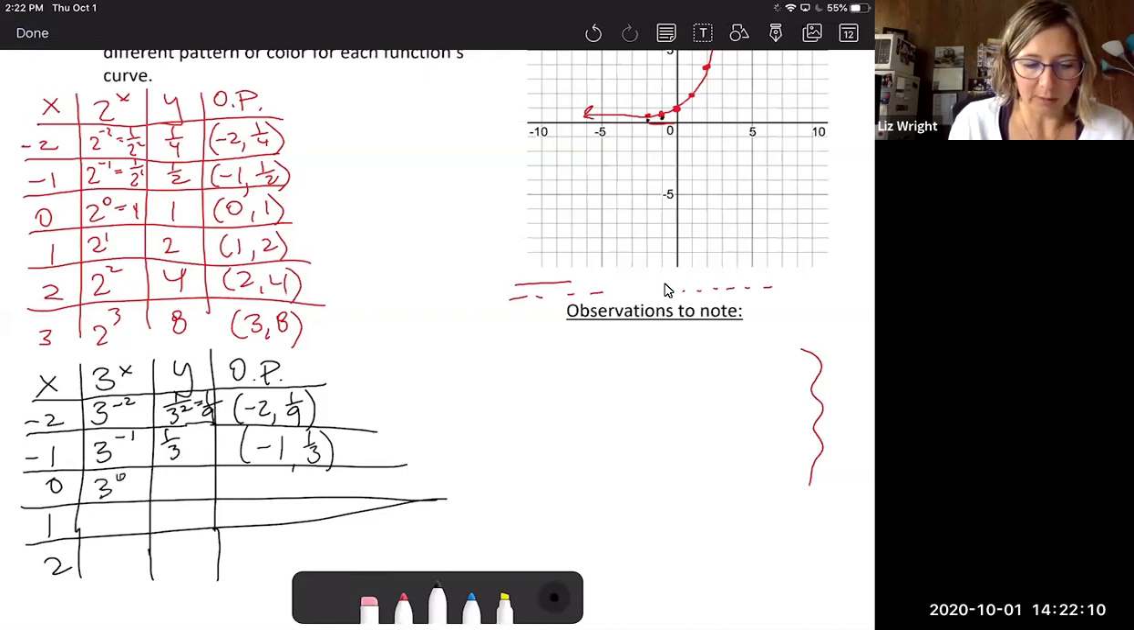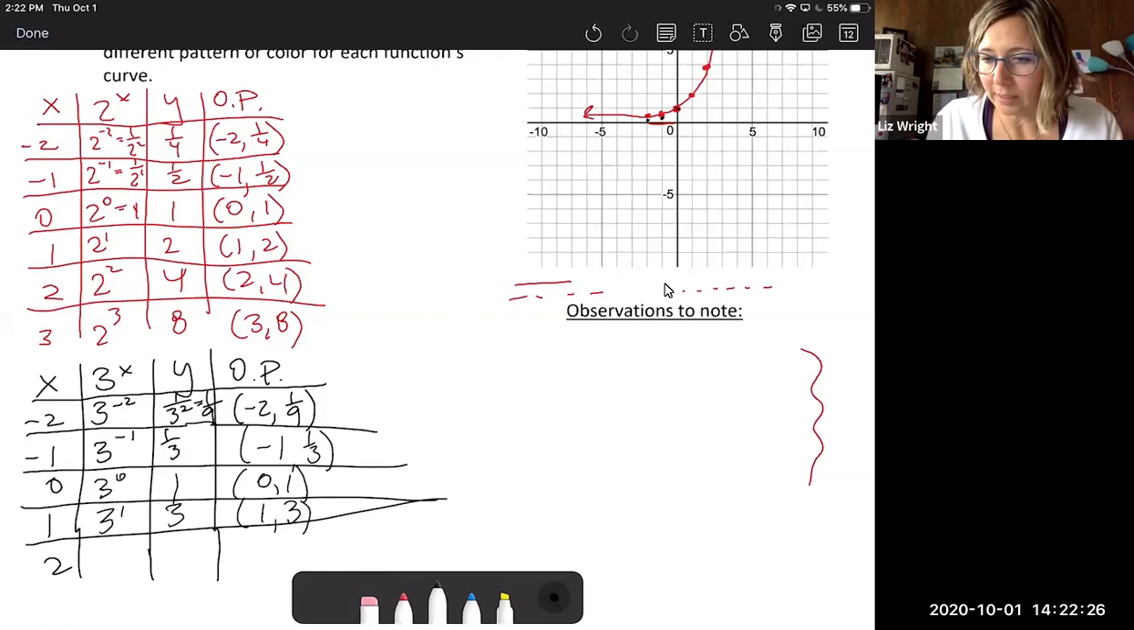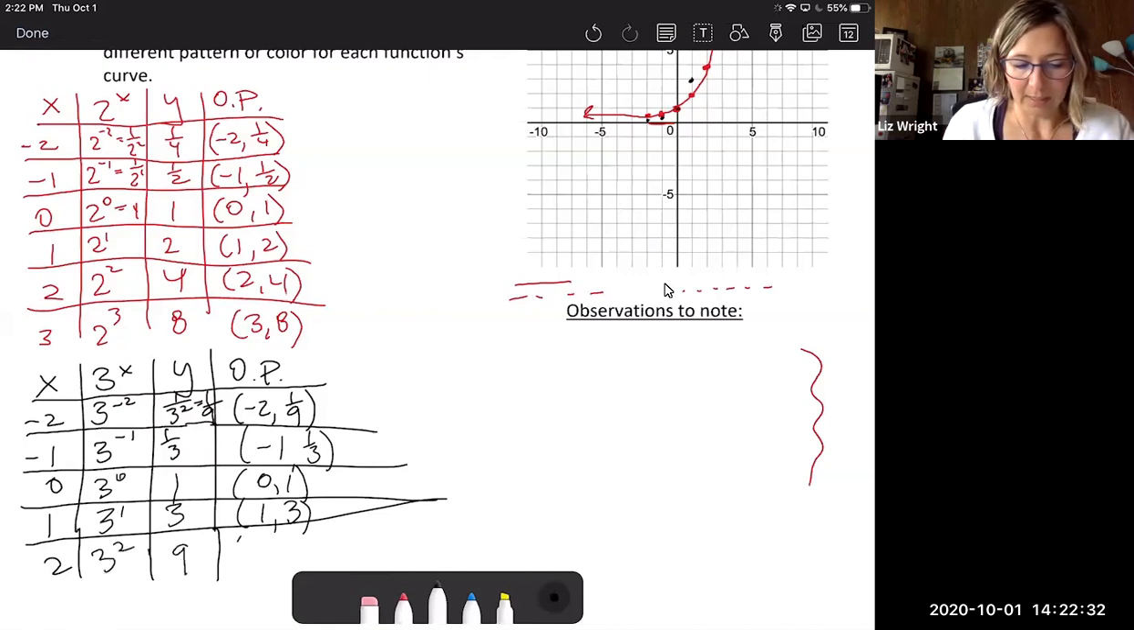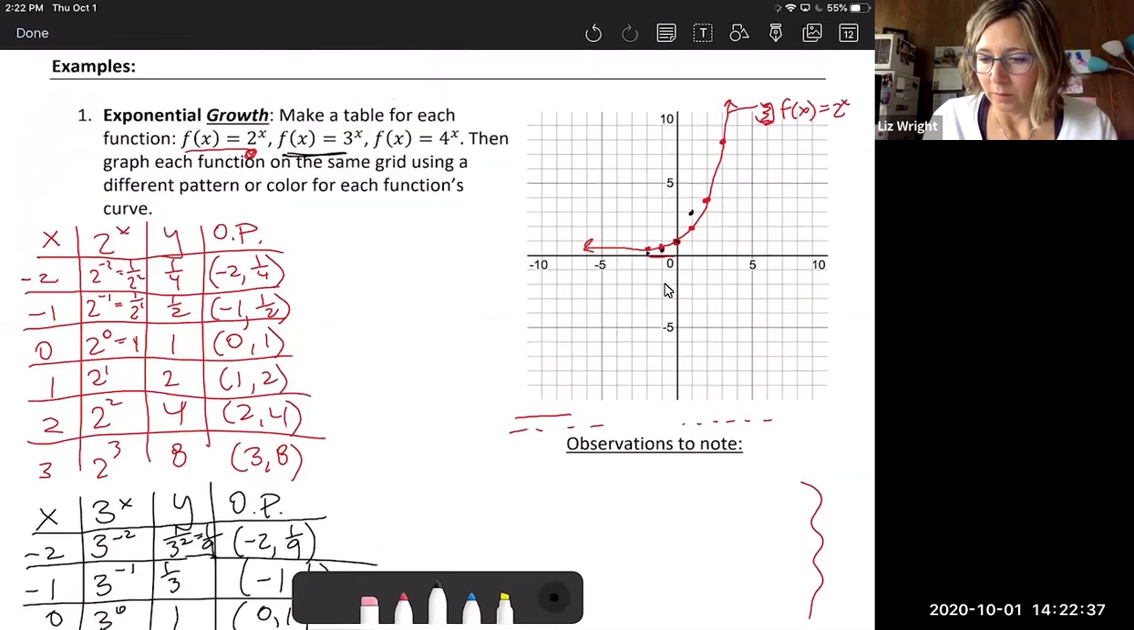And then guess what? We're going to do 3 to the 0, which is going to give us 1, so the point 0, 1. So they're going to intersect at that point. And then we're going to have 3 to the first, which is going to give me 3, and I get the point 1, 3, and I'm going to graph that one. So that's going to go up here to 1, 3. And then I'm going to do 3 squared, which is going to give me 9, and then I'm going to graph the point 2, 9. So 2 up here to 9 right there.